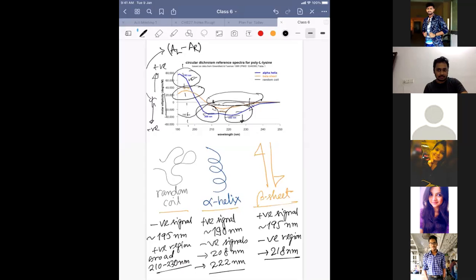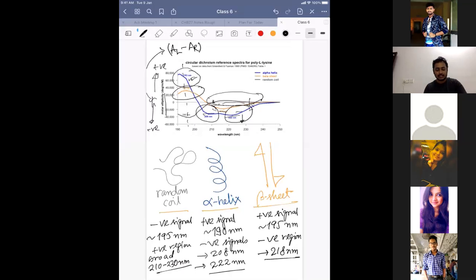Sir, if a left-handed alpha helix will show the positive peak in the region of 190, then will the right-handed be the same? Yes, the right-handed will be exactly opposite. It depends on the orientation. Because we have L-amino acids, the helix is formed in one particular direction. If you take D-amino acids, it will be the opposite, if that is what you're asking.